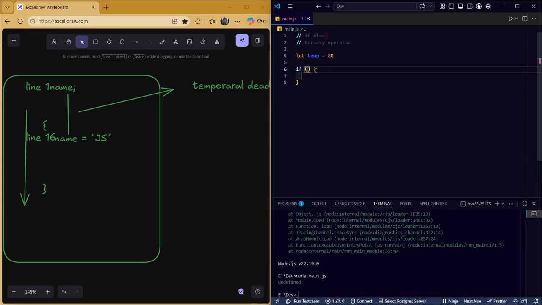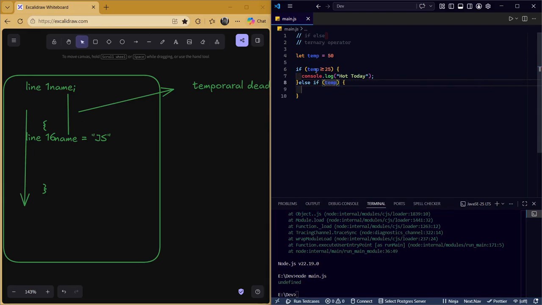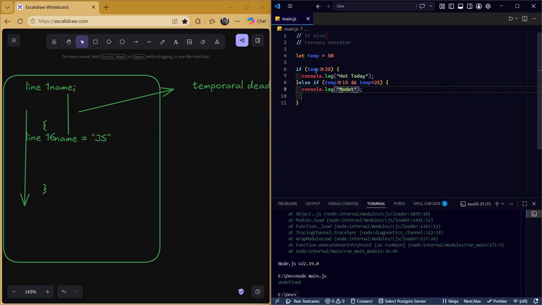So what I have to write here is, if temperature is greater than equals to 25, then it means hot today. And else if temperature is greater than equals to 15 and temperature is less than 25, it means moderate temperature today.